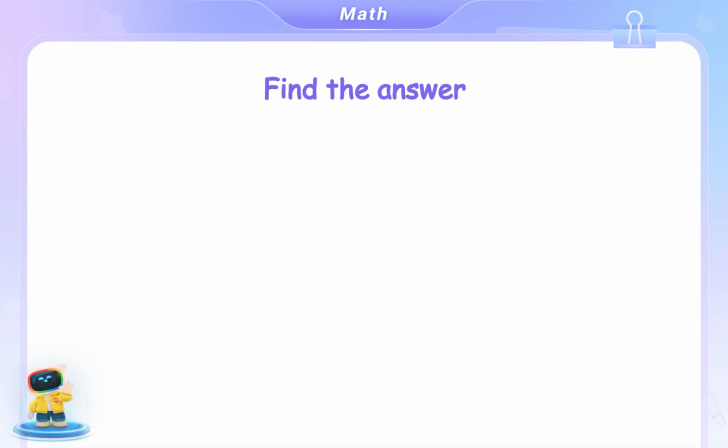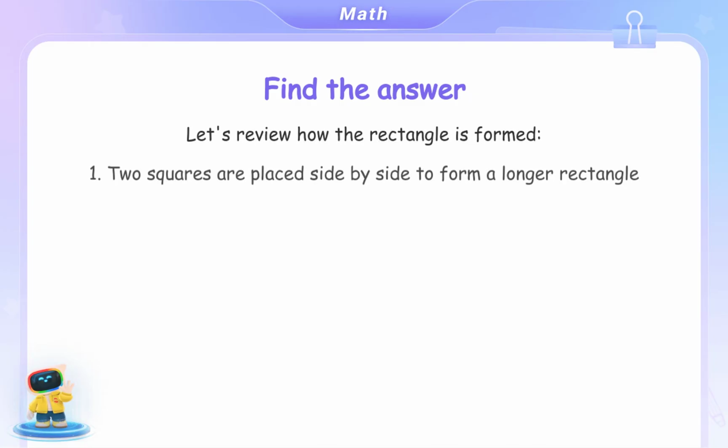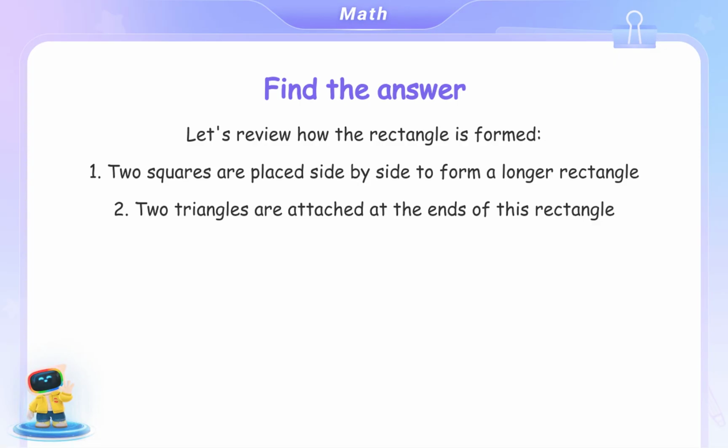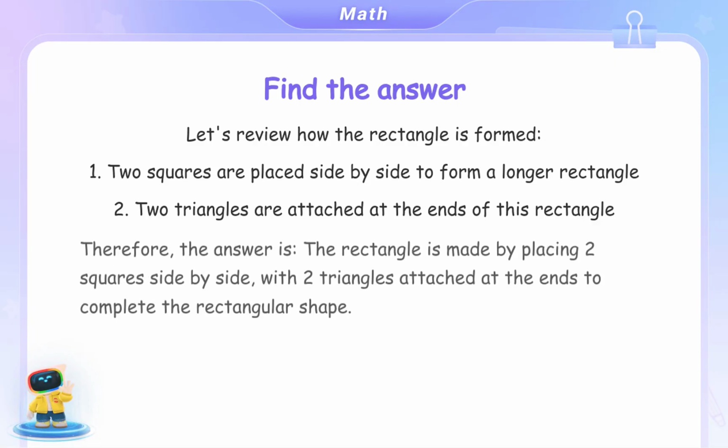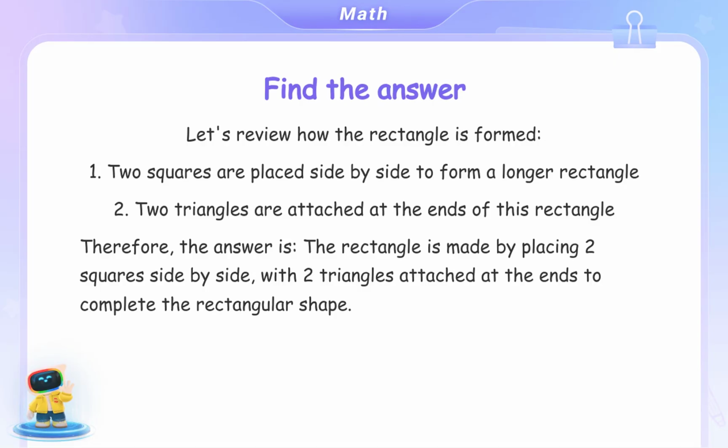Find the answer. Let's review how the rectangle is formed. First, 2 squares are placed side by side to form a longer rectangle. Then, 2 triangles are attached at the ends of this rectangle. Therefore, the answer is, the rectangle is made by placing 2 squares side by side, with 2 triangles attached at the ends to complete the rectangular shape.